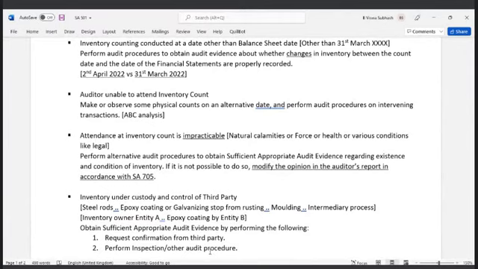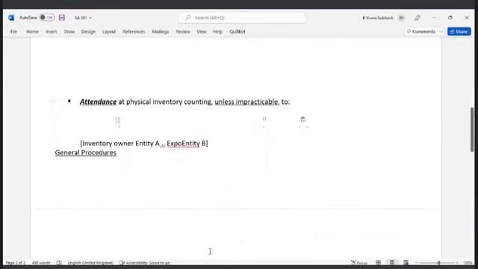ICAI has to take so many precautions because inventory is like the lifeline of the organization. If the very inventory does not exist, then there should be a question on the entity's operations, the entity's financials, the going concern. The existence of an asset is not there. Obviously, you should start questioning. That is why there are such detailed suggestions by ICAI.